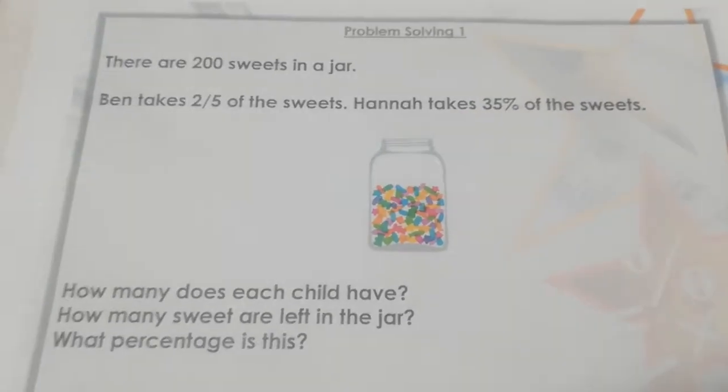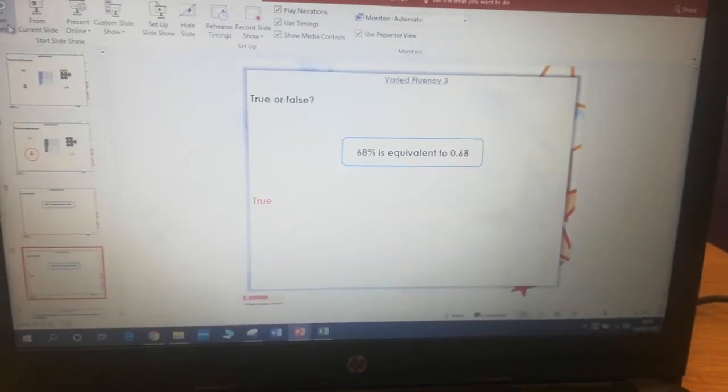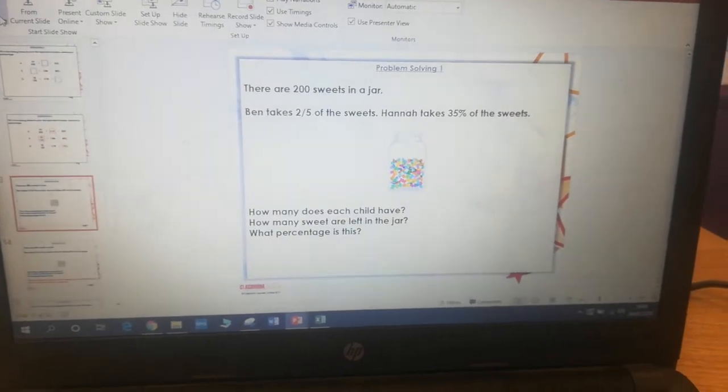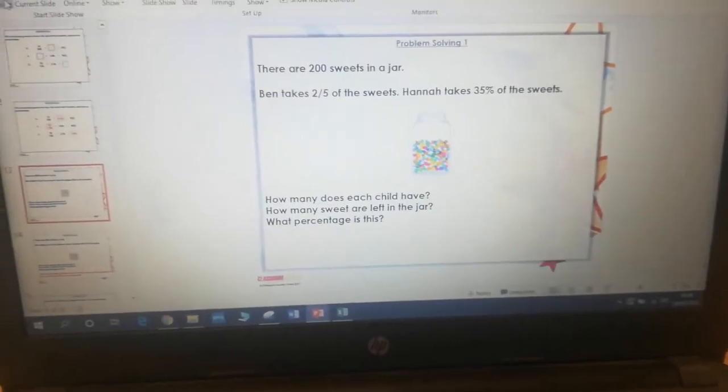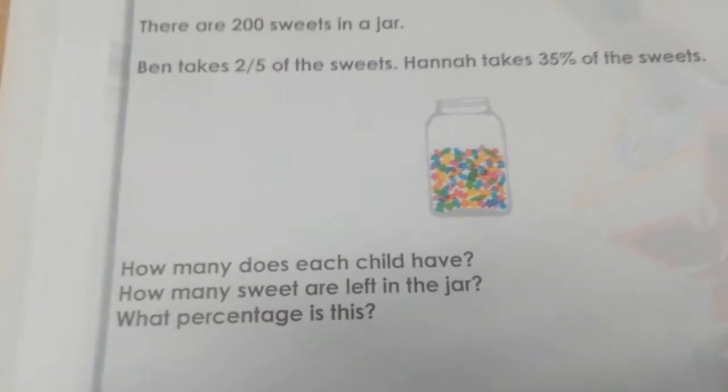Okay? Then, if we look a little bit further, we are going through the PowerPoint some more. We've got varied fluency 2, varied fluency 3, varied fluency 4, and problem solving. We need to make sure we are getting onto problem solving, as it is a slightly different way of thinking. So I've printed this slide out as well.